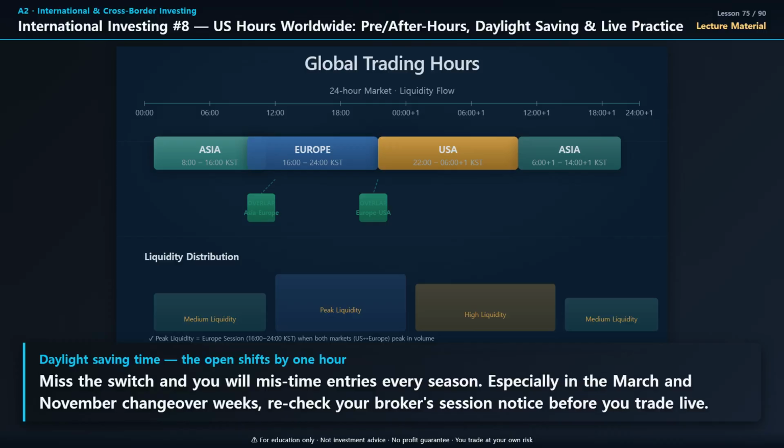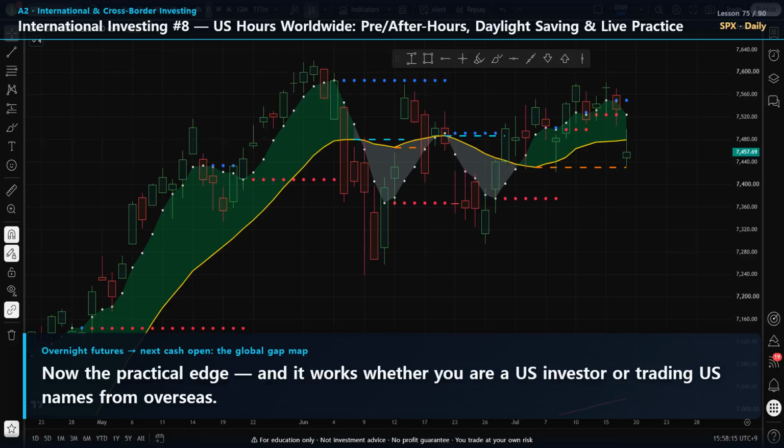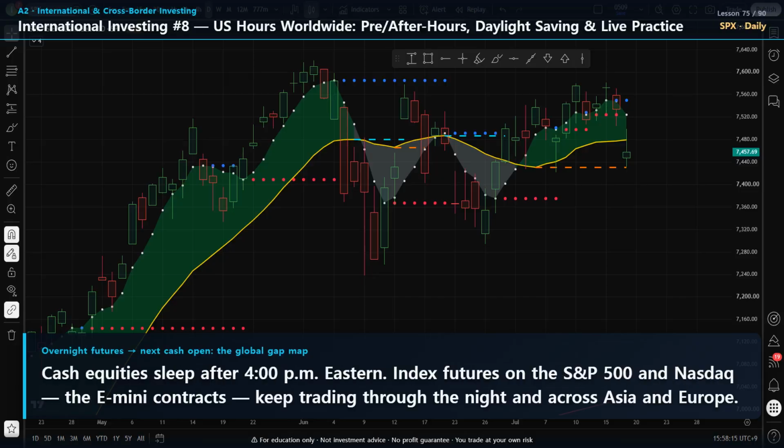Miss the switch, and you will miss time entries every season, especially in the March and November changeover weeks. Recheck your broker's session notice before you trade live. Now, the practical edge, and it works whether you're a U.S. investor or trading U.S. names from overseas. Cash equities sleep after 4 p.m. Eastern.